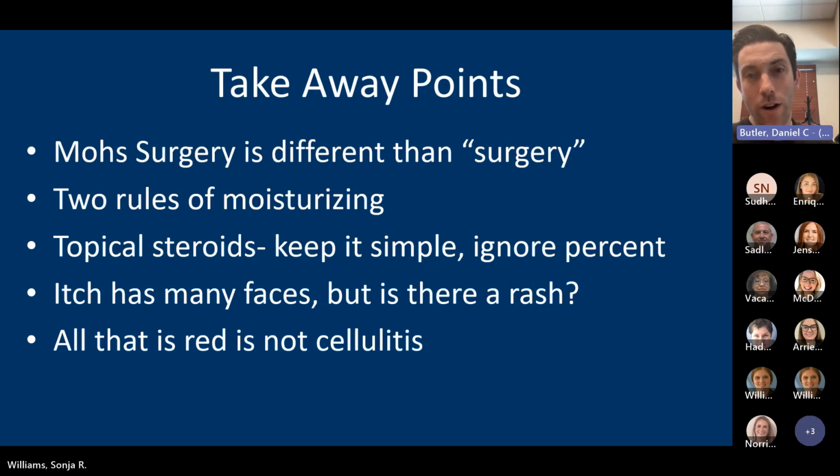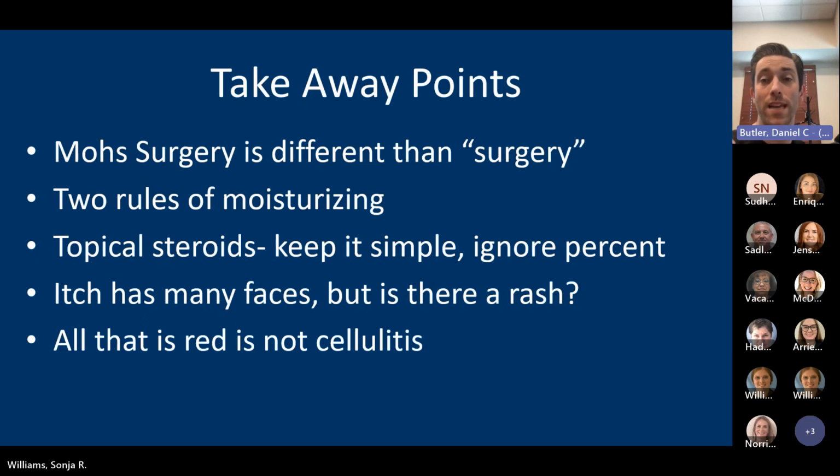And here we are at the end of our lecture. We're going to talk about the take-home points. So we now know that Mohs surgery is different than surgery. You'll help someone, counsel them through making the right decision, and you'll also help them with who is the highest risk patients. Those are people with high risk lesions in the T or H zone on the face, around mucous membranes, and of course, those who are chronically immune suppressed. The two rules of moisturizing: one, if it smells good, it's no good. And number two, it has to be scooped out of a tub. It can't be pumped out.